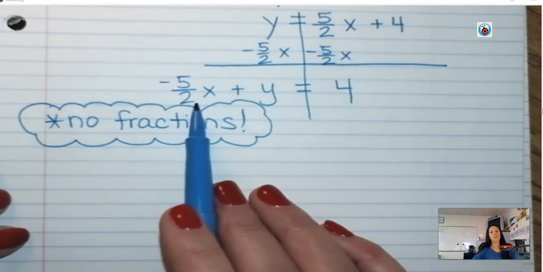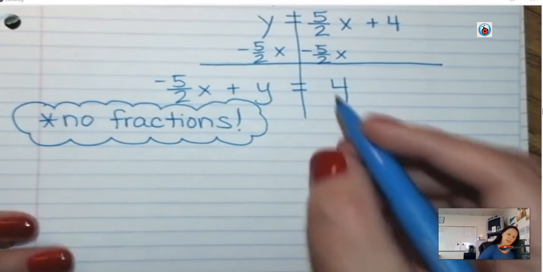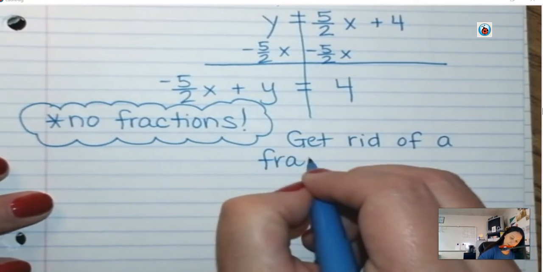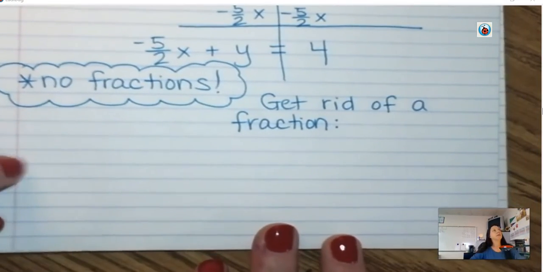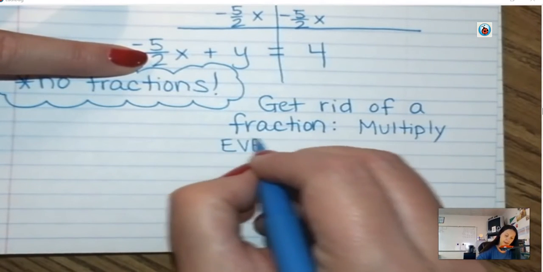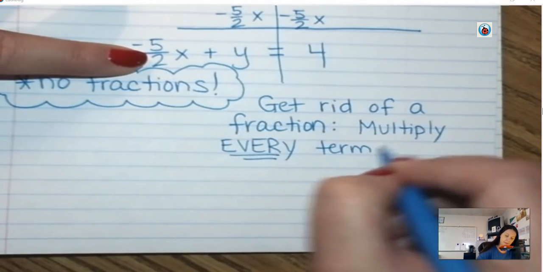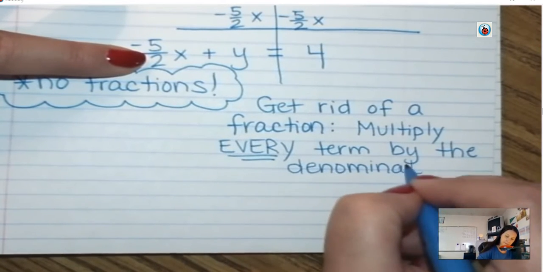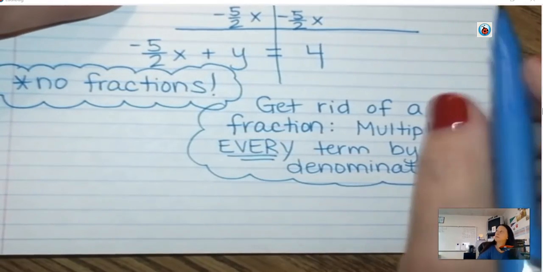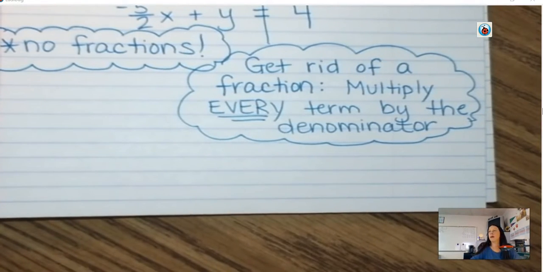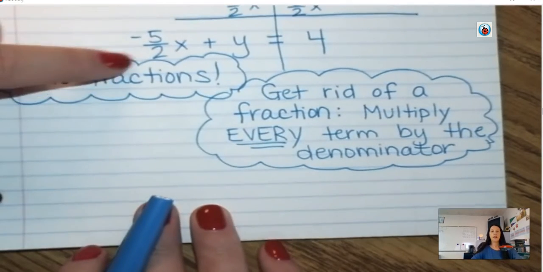Here's how you get rid of a fraction. As long as there's just one fraction on it, that's super easy. To get rid of a fraction, you're going to multiply every term, needs to be everything, by the denominator. So the denominator, that's the bottom number. If we multiply everything by the denominator, we'll get rid of the fraction completely. So the denominator is 2.